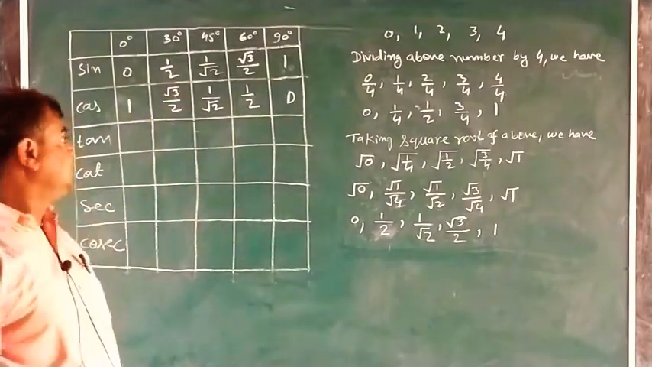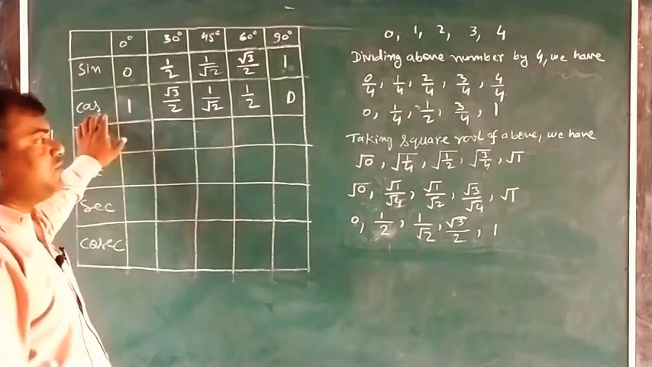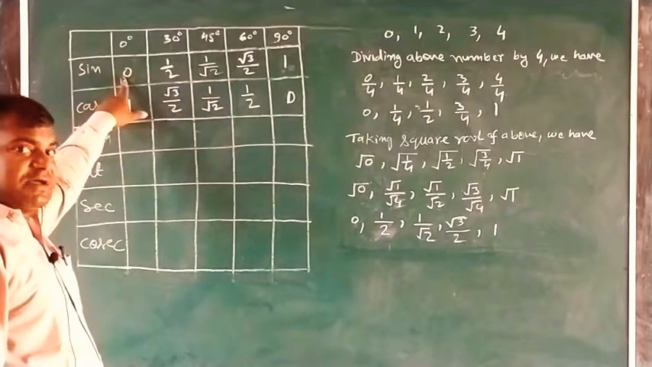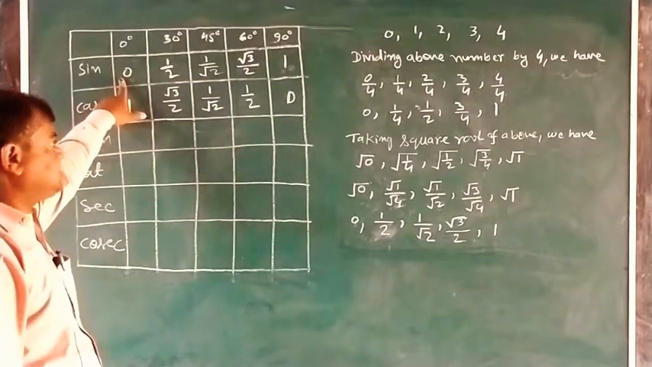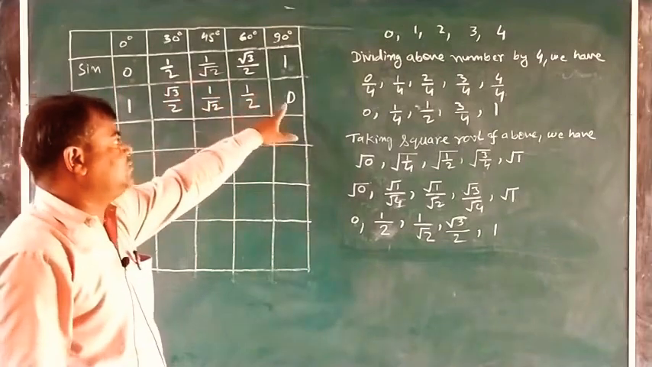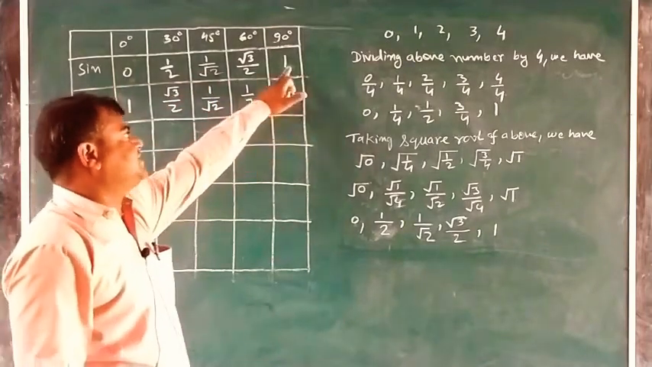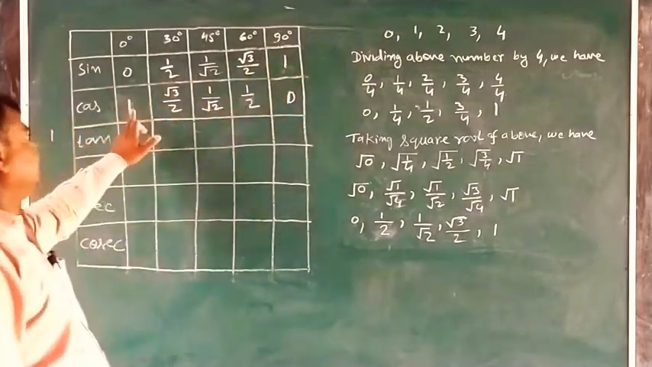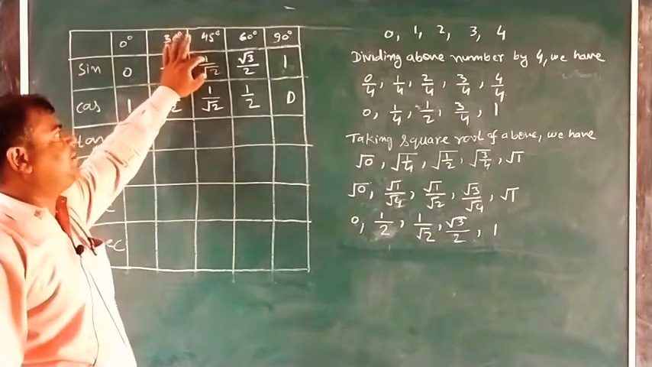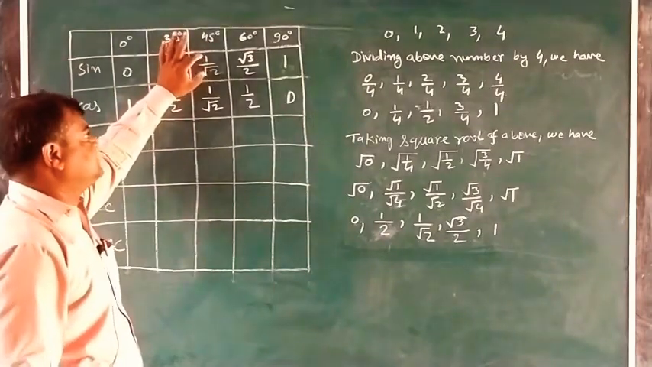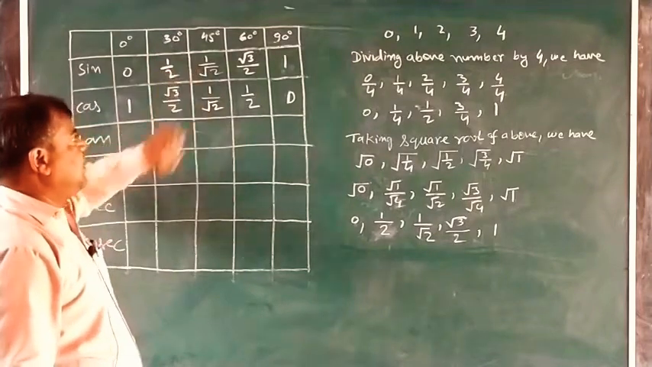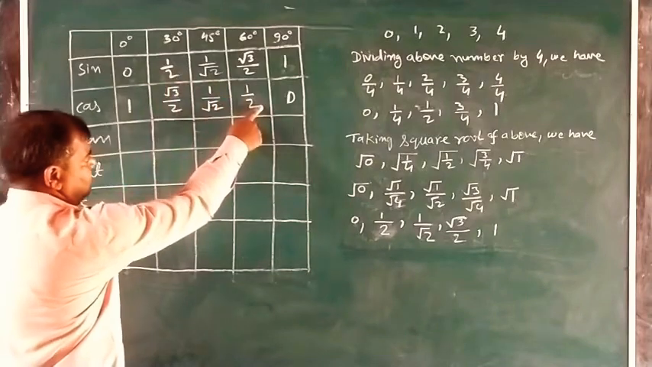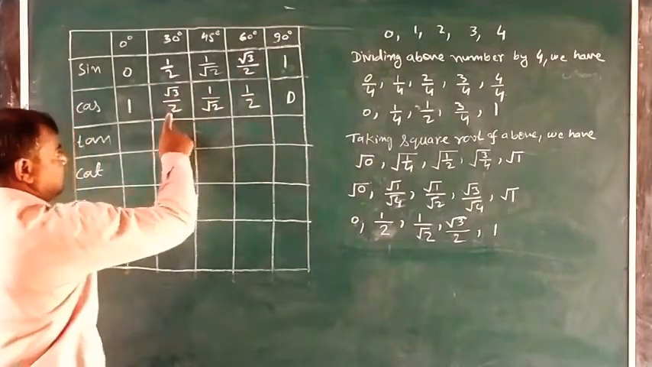See here once again how we have written the values of cos. After finding the values of sine, this is the first value of sine, and we will write it as the last value of cos, and this is the last value of sine, and it will be the first value of cos here. And the middle value, for 45 degree, we will write as such for cos here. And after that 1 by 2 here, and under root 3 by 2 here.